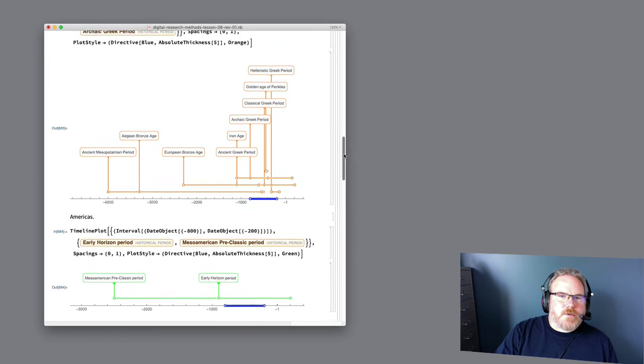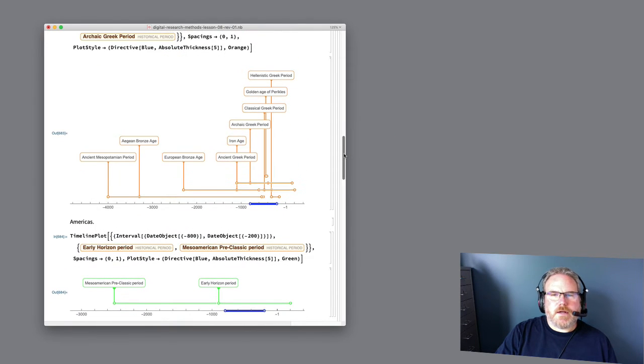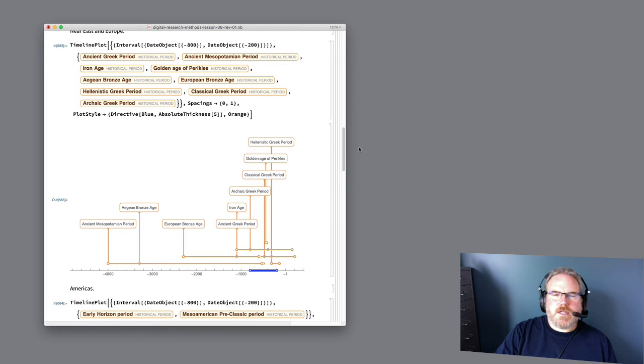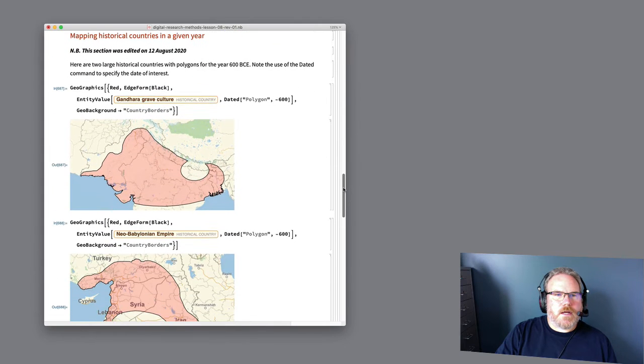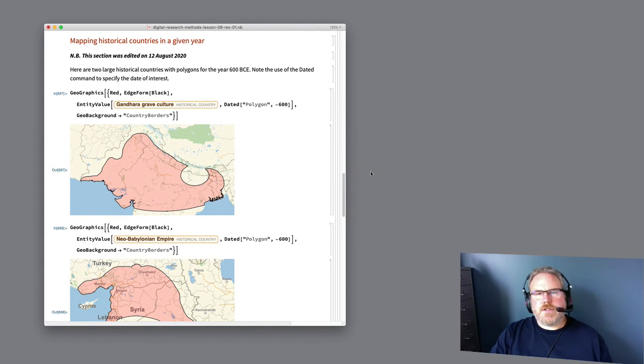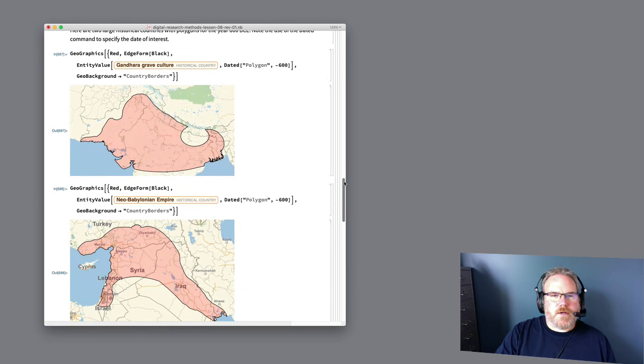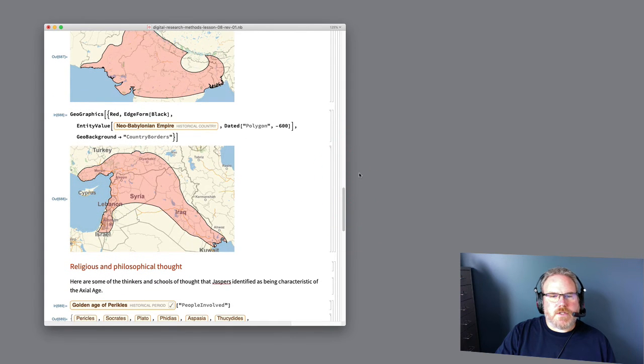Now, it's also possible for many of these historical periods and for historical countries to plot them on a map. So I've taken two historical countries that were existent in the year 600 BCE, and I've plotted them using the dated polygon for minus 600, that's 600 BCE, to specify the year that we're interested in. And so here's one that overlaps a large portion of northern India. Here's another one in the Near East, ranging across what was sometimes referred to as the Fertile Crescent.